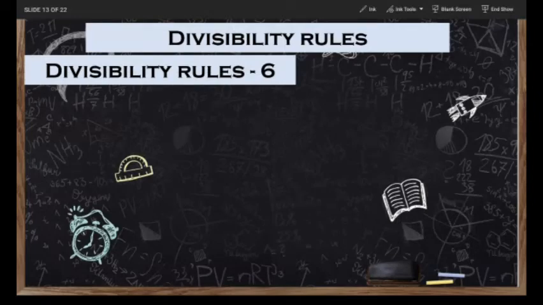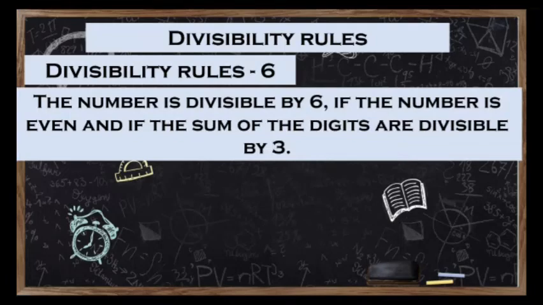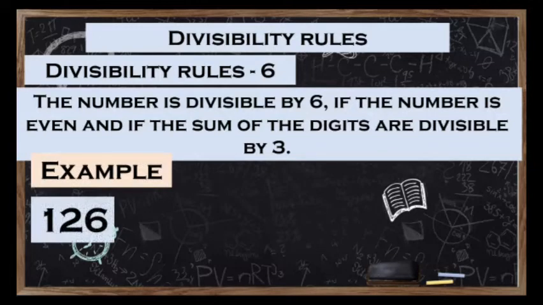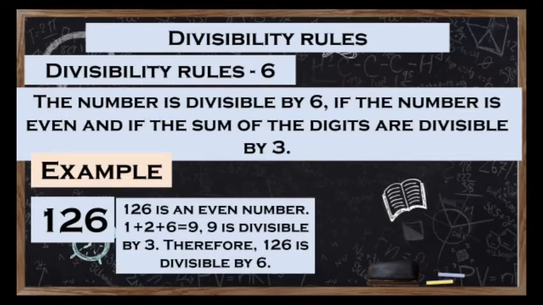Divisibility rules by 6. The number is divisible by 6 if the number is even and if the sum of the digits is divisible by 3. Example, 126. 126 is an even number. 1 plus 2 plus 6 is equal to 9. 9 is divisible by 3. Therefore, 126 is divisible by 6.